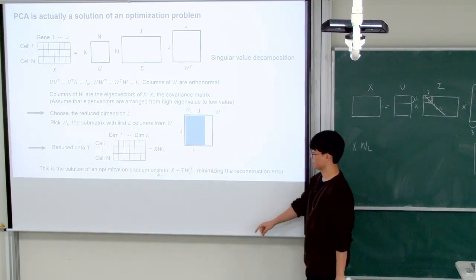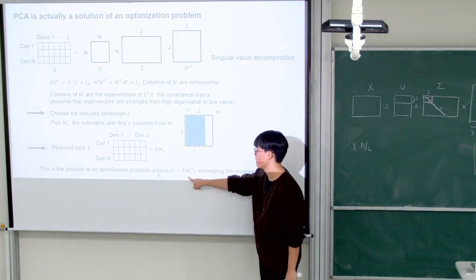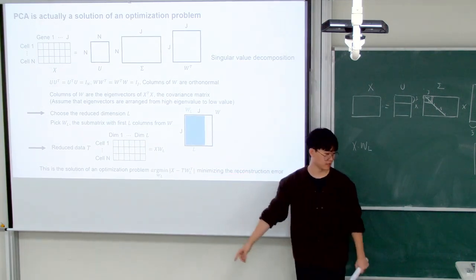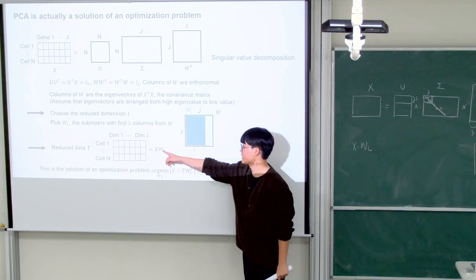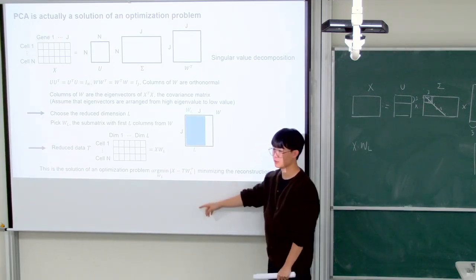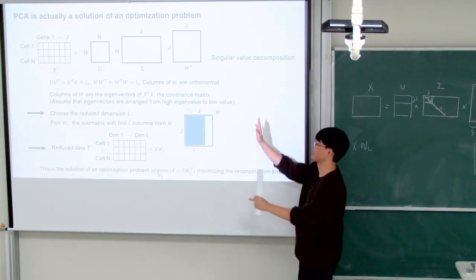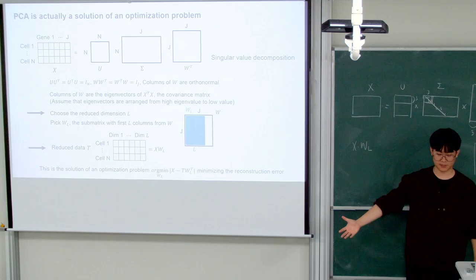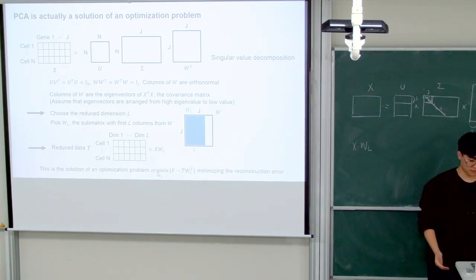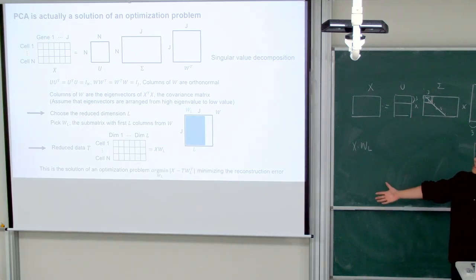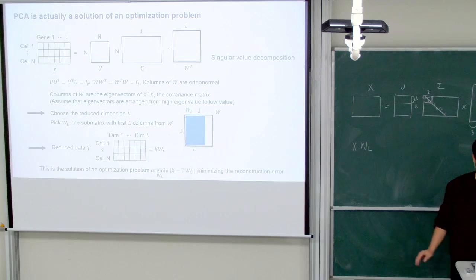Gotcha. If someone is wondering why we multiply WL transpose here, the reason is that WL times WL transpose equals the identity. So this matrix goes back from the projection to the original space. So anyway, PCA is a solution of an optimization problem. This is the point.